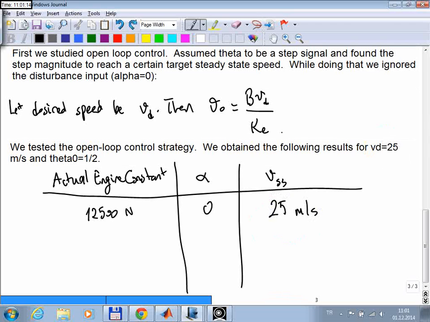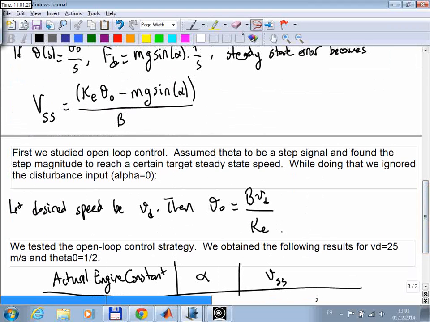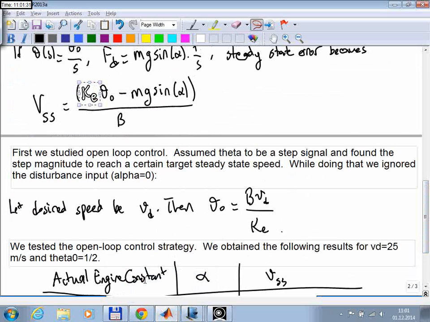And the second case was that the road inclination was still 0, but the engine constant was 10,000 instead of 12,500. So the speed is different from the expected speed. Okay. When you put that number into this equation, in fact, we can do the calculations very quickly here.